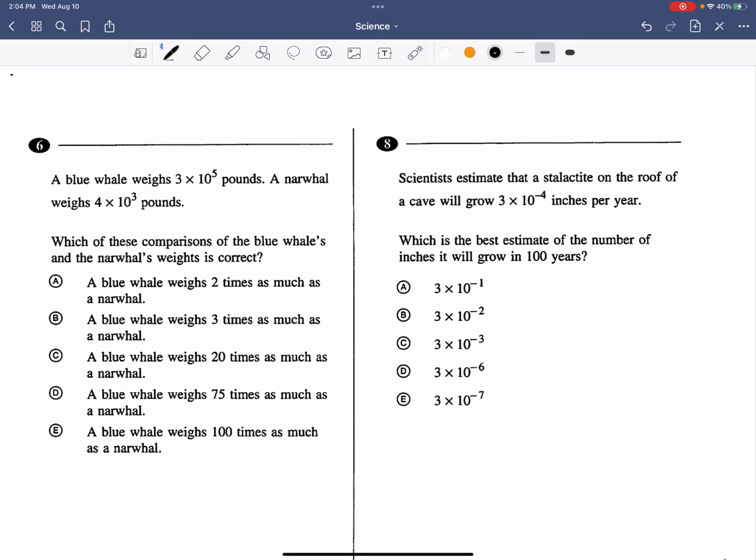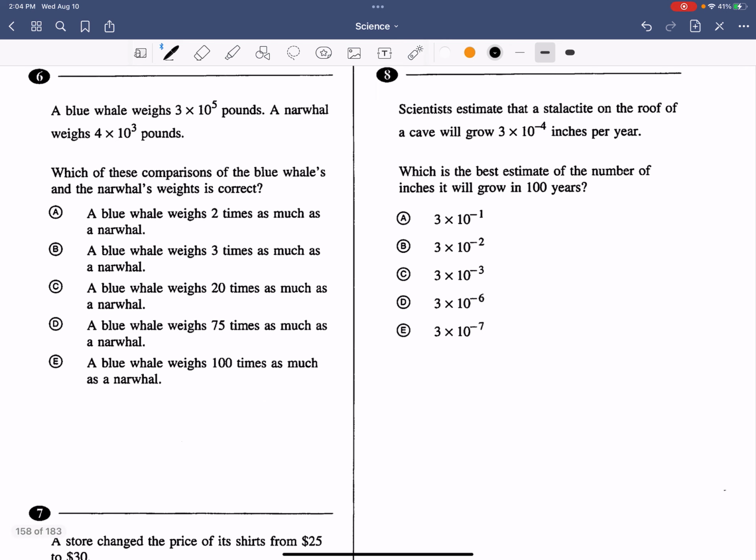Scientists estimate that a stalactite on the roof of a cave will grow 3 times 10 to the negative 4 inches per year, which is the best estimate of the number of inches it will grow in 100 years. So you're taking the yearly growth, which is in scientific form, and you're multiplying that by 100, which is in standard form. And I would point out that you have two different forms. And we can't really work with this. We have to have all scientific or all standard.